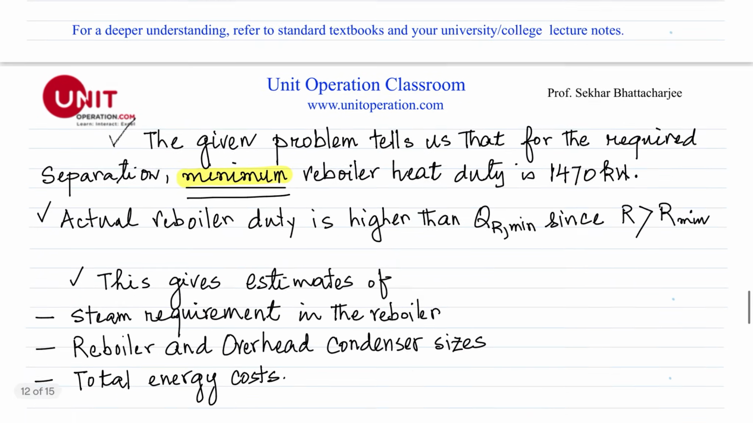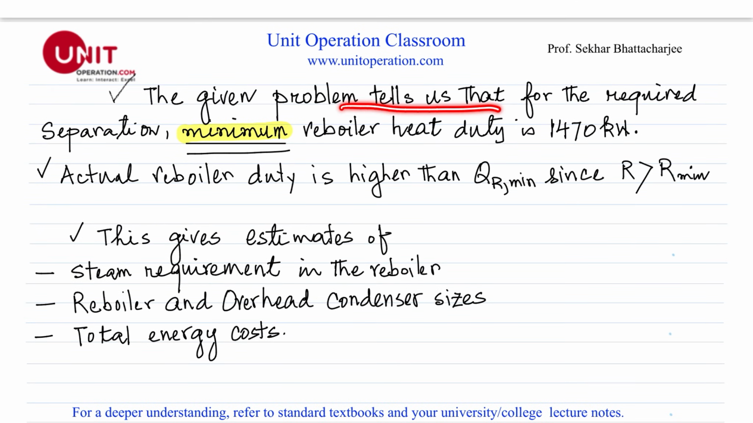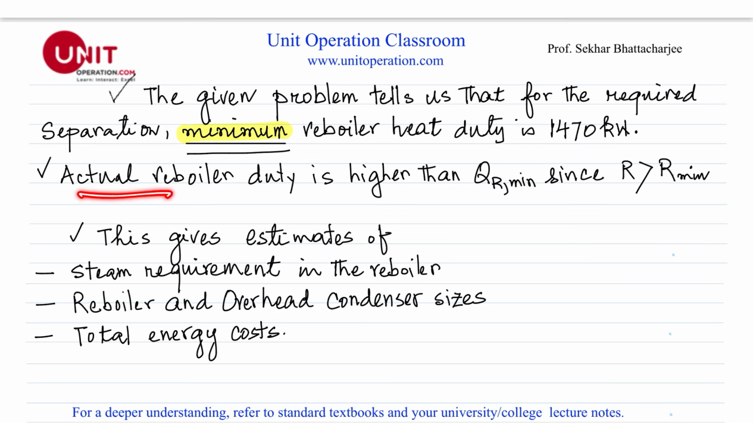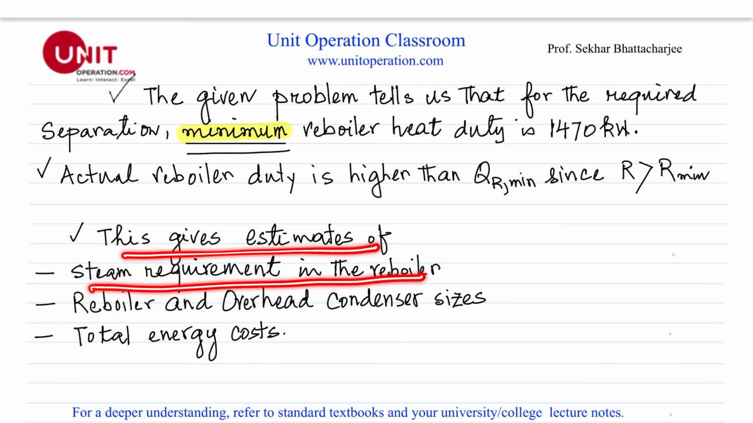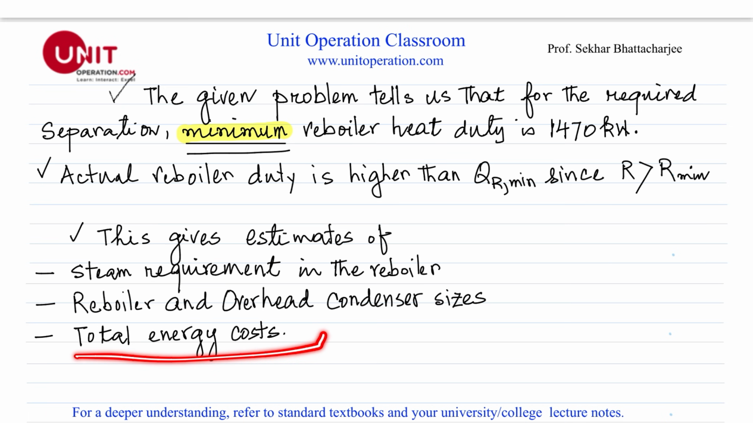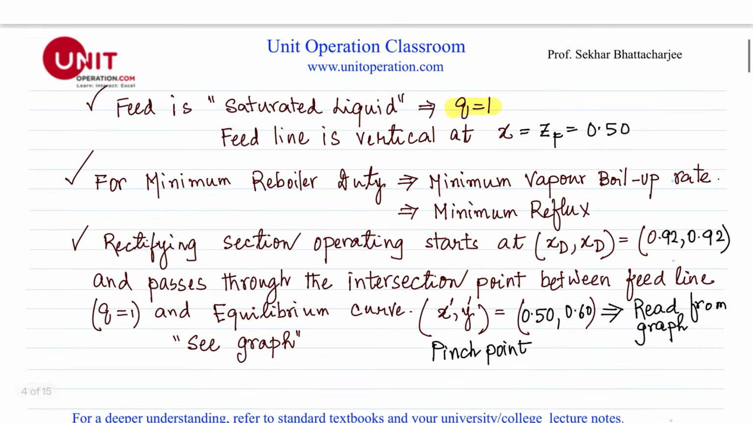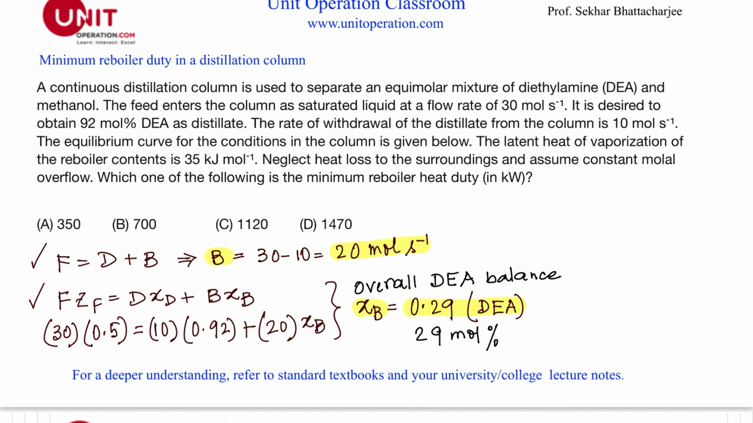Anyway, the given problem tells us that the required separation, that is the minimum reboiler heat duty, is 1470 kilowatt. The actual reboiler duty is of course going to be higher than QR minimum, because R is greater than R minimum. This gives us an estimate of the steam requirement of the reboiler, the overhead condenser sizes, and the total energy cost. So going back to the problem statement here, of course, D is the correct option.